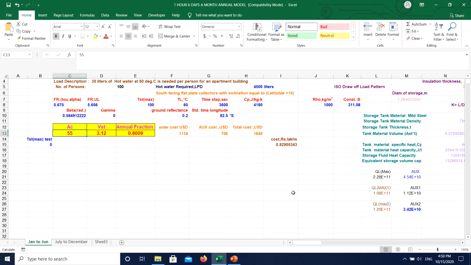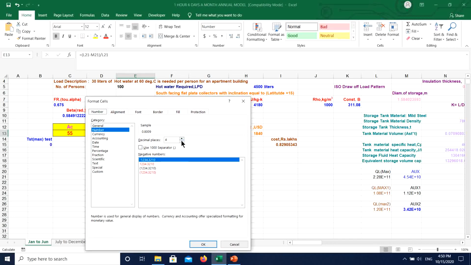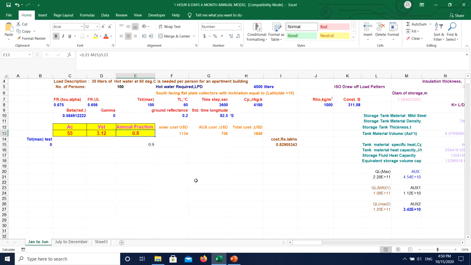Now I will change the storage volume. I am setting this to 0.9. Then I will change this to 0.8. Now I go on increasing the collector area. Say I increase the collector area to 60. What will happen to the annual fraction? It is not changing. Then I make it 70. When I make the collector area 70, the annual fraction is 0.9.